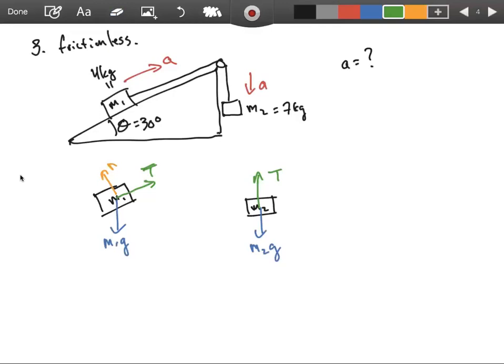Remember, normal force is a contact force or a reactionary force between two different objects. In this case, I only have one object. It's not attached to anything else. It's not being rested against anything else. So there is no normal force.